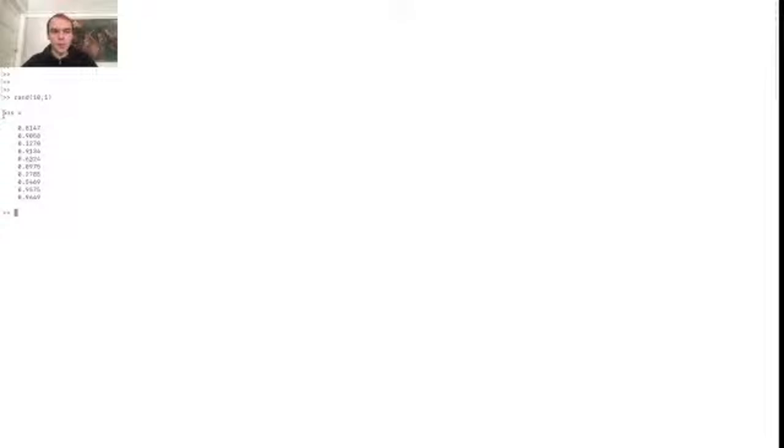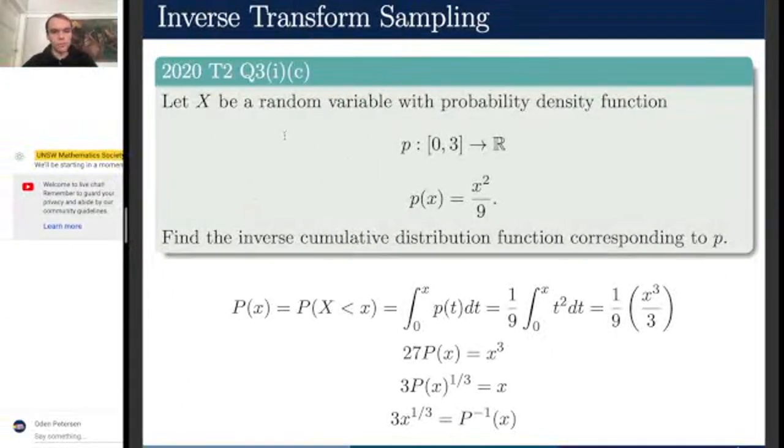So this gives us a way to produce uniform random numbers, but potentially we want random numbers from arbitrary distributions. So one way to produce numbers from an arbitrary distribution in one dimension at least is using this inverse transform sampling method. The basic idea here comes from the fact that if you take the cumulative distribution function of a random variable and you apply the function to the random variable, you get back a uniform distribution.